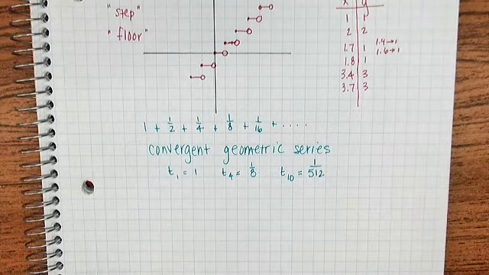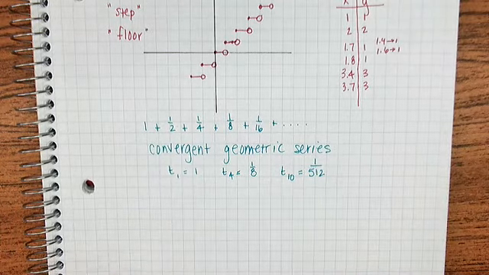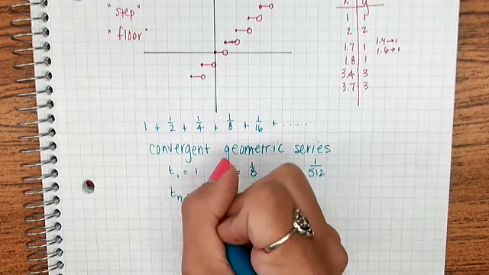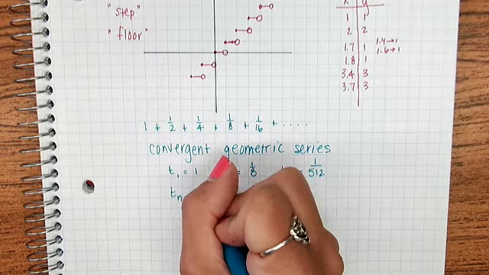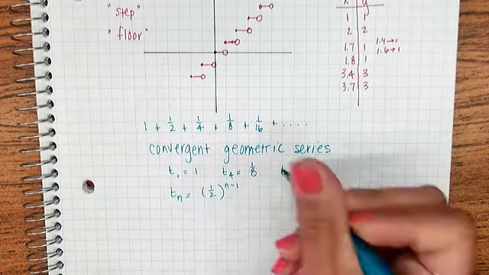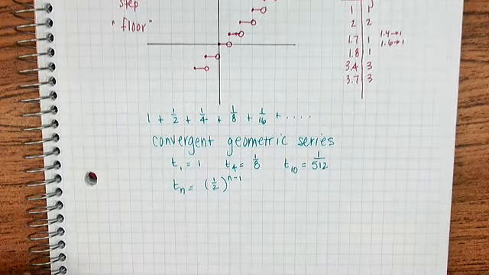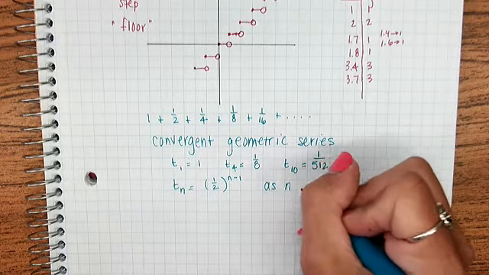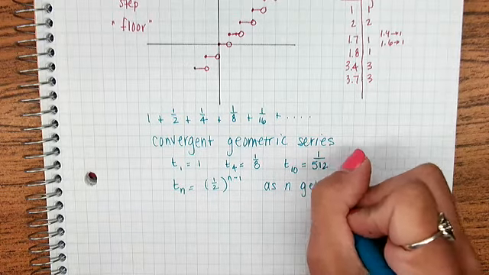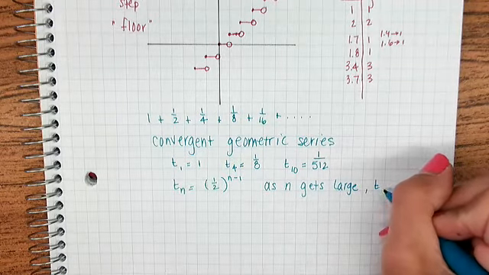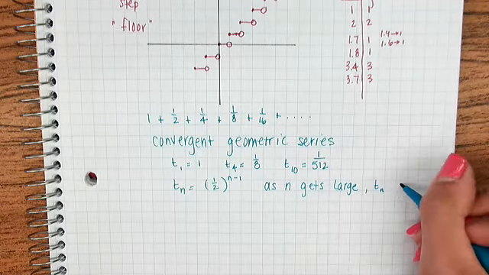Let's write a formula for the sequence. So the sequence is going to be the first term, which is 1, times r, which in this case is 1/2, to the n minus 1. And what happens is, as n gets large, t sub n gets small.